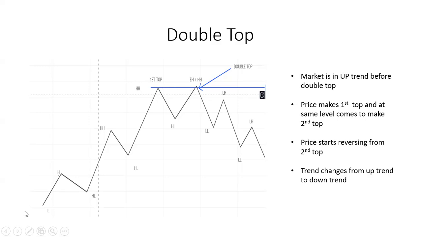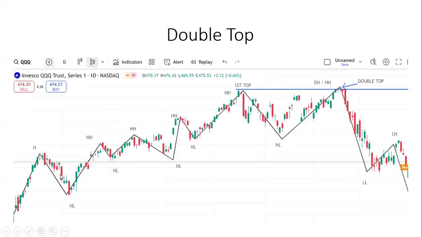So we can see that the trend of the stock was up. It was in an uptrend, which now got changed to a downtrend, and it started following from this high to lower low, lower high, lower low, lower high. So the trend converted from uptrend to downtrend. So let's look at it on a chart.